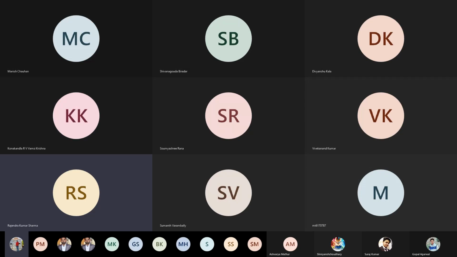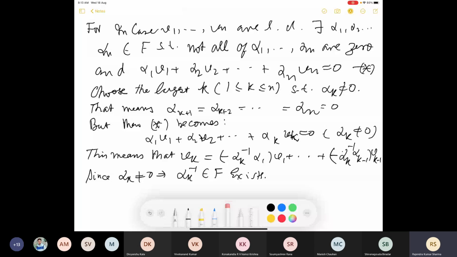alpha n is 0. If this does not happen, we call them linearly independent. It is also equivalent to saying that if there is a linear combination, alpha 1 v1 plus alpha 2 v2 plus alpha n vn is 0, implies that each alpha is 0, then v1, v2, vn are linearly independent. This is an equivalent condition, and naturally, in a set of linearly independent vectors, no vector can be 0.